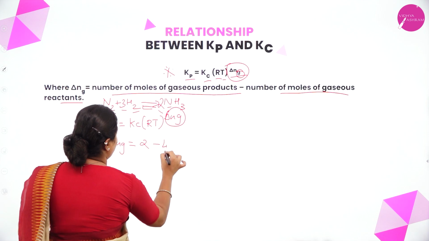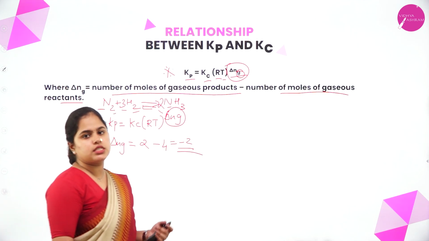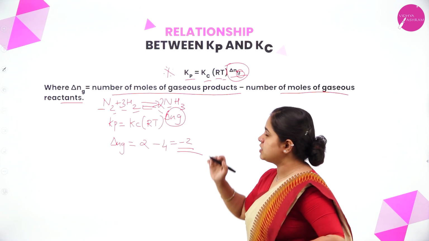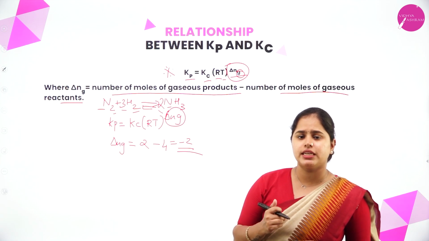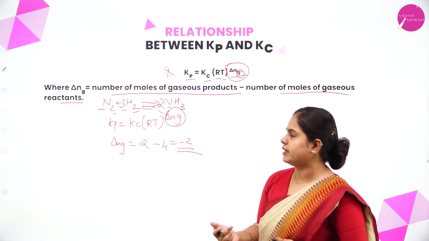3 plus 1, that is 4. So it will be equal to minus 2. So I hope it is clear. So this is how you have to calculate delta Ng value. So this equation is very, very important. It's a relationship between Kp and Kc. Kp equal to Kc into RT raised to delta Ng.